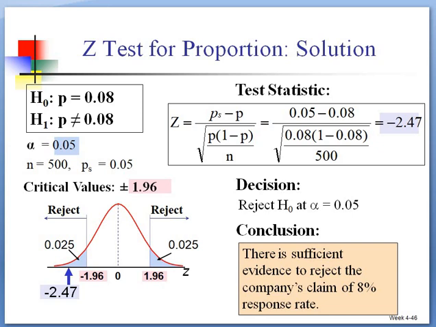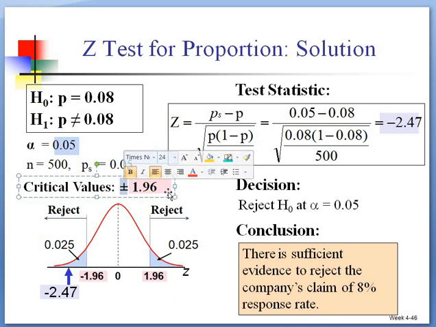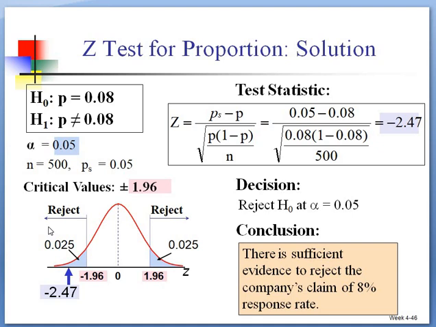Again, there are 7 steps. Step 1, hypothesis. Null hypothesis, p equal to 0.08. Alternative, p not equal to 0.08. Alpha equal to 0.05. When n equal to 500, the critical value is positive negative 1.96. Again, the reason we have positive negative is because, referring to the hypothesis, this is a two-tailed test.